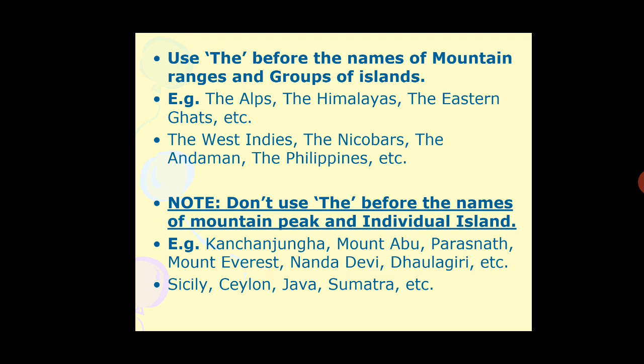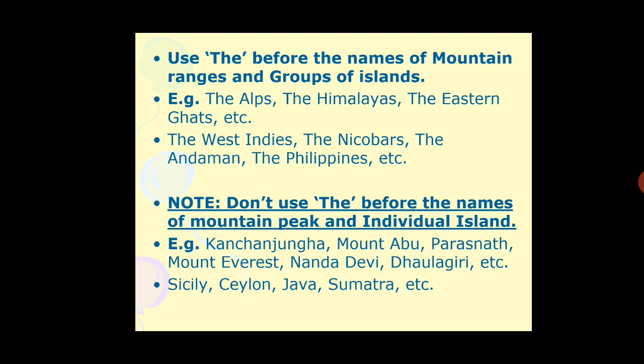Next, use "the" before the names of mountain ranges and groups of islands. They are also unique, particular, definite, and that's why we have to put the definite article before their names. The Alps, the Himalayas, the Eastern Ghats, the West Indies, the Nicobars, the Andamans, the Philippines.